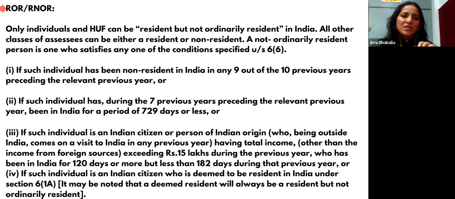And if that person has stayed for, let's say, 150 days, then that person is a resident, but automatically becomes a RNOR. And the last point is the deemed income. Any person who is a resident by virtue of section 6(1)(a), that is, deemed to be resident, is automatically a RNOR. So these are the points to be remembered for step 2. Now let's do an example so that we understand better.